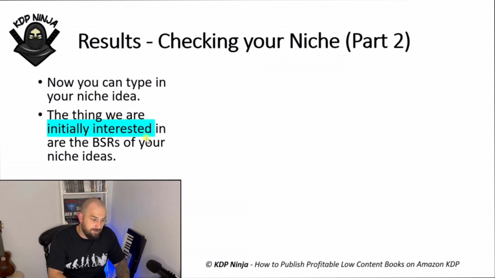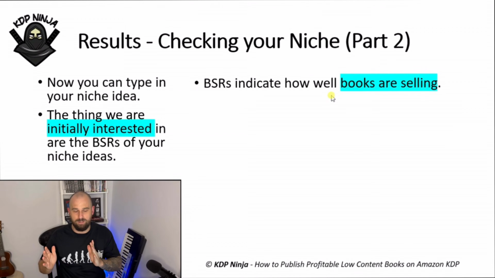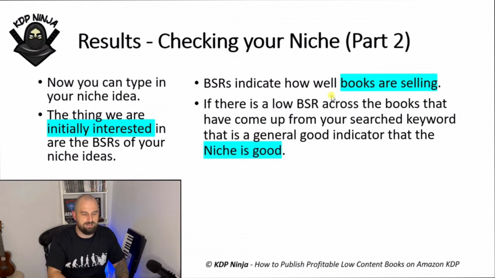Okay. The thing that we're initially interested in, once we've typed in our idea, is the bestseller rank of your niche ideas. Okay. So bestseller rank indicates how well a book's selling. So the lower the bestseller rank, the better. Okay, so if it's got a low bestseller rank, it's selling on a regular basis. If it's got a really high bestseller rank, it's not really selling. Okay, so we're always looking for low bestseller ranks. If there is a low bestseller rank across the books that come up on your search keyword, then that is a general good indicator that the niche is good.